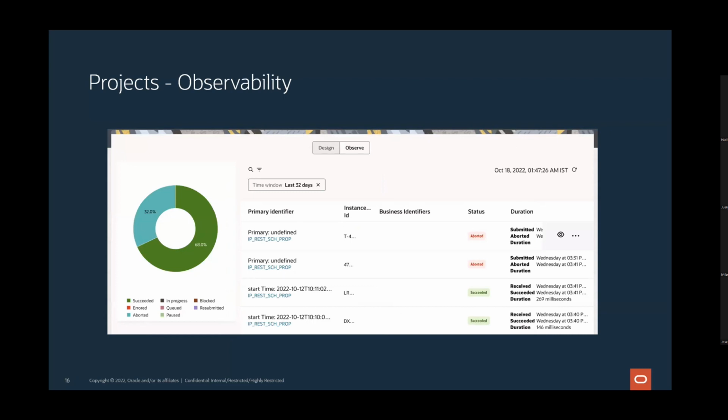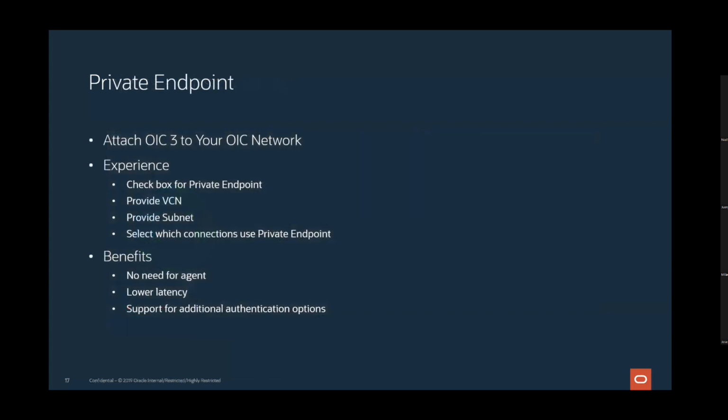So the next thing that we're looking at, which is not a 22.12 release, but something that's coming, we hope, in 23.02, and then further down the road it will be augmented as well, is the ability to attach OIC3 to your network. So this is the whole idea of a private endpoint. The idea is to make it very, very easy to create a private endpoint, and then you specify which connections will use this private endpoint. So it's kind of bringing OIC into your network.